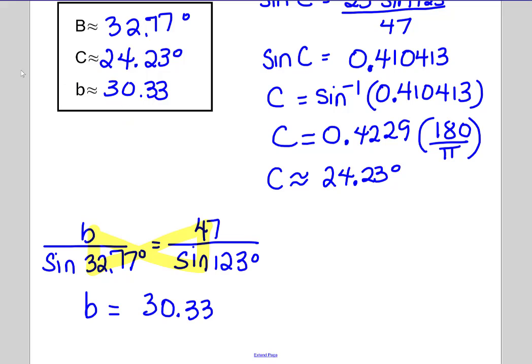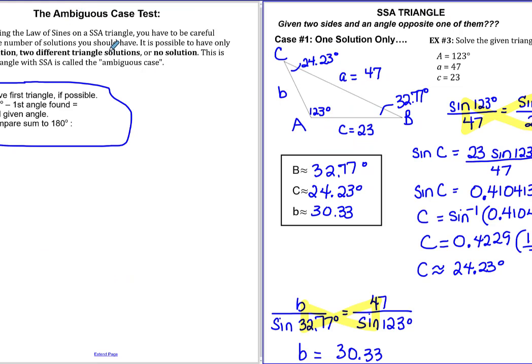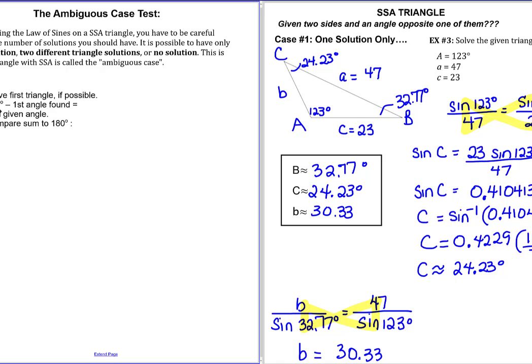And then to test to see if we have more than one triangle, I'll try to get this dual page on here so we can see. So we've solved the first triangle and we took 180 minus the first angle we found. So what does that look like? 180 minus the first angle I found, 24.23, and that gives us 155.77 degrees by subtracting.